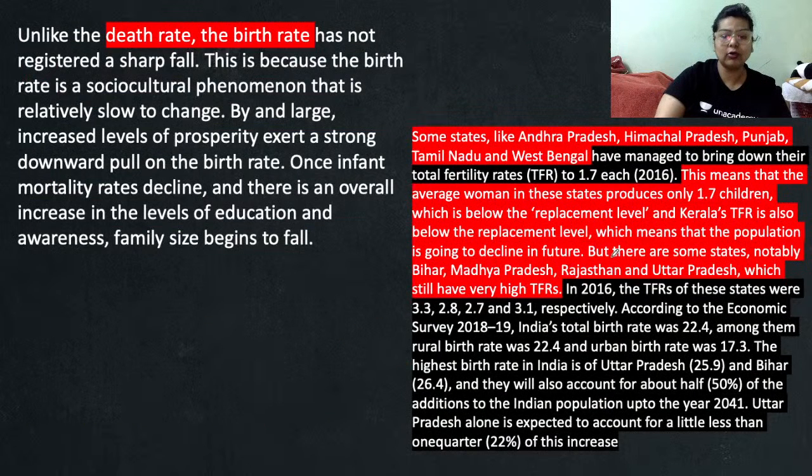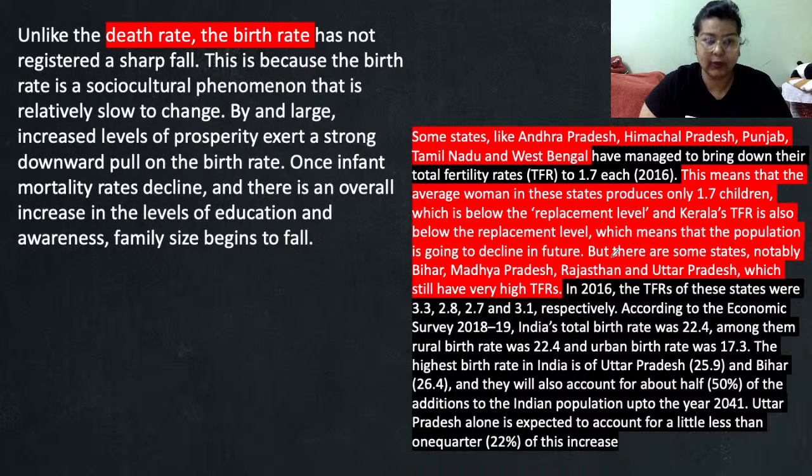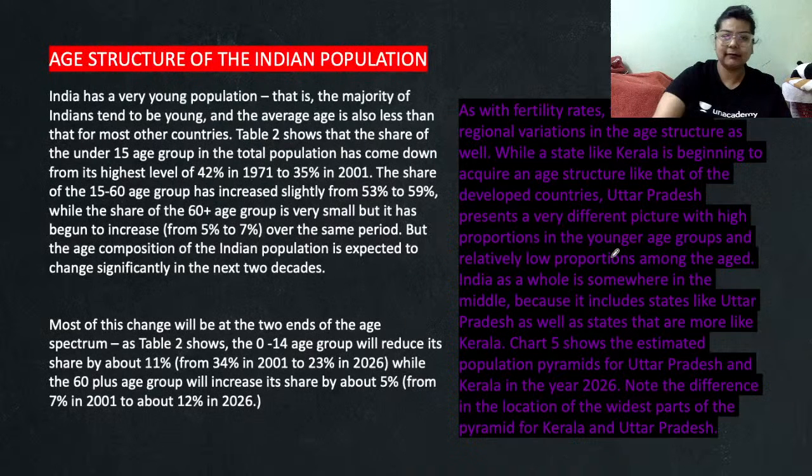All right, unlike the death rate and the birth rate, socio-cultural phenomena are relatively slow to change. So you have to be aware of the family size. You have to be aware of how some states like Andhra Pradesh, Himachal Pradesh, Punjab, Tamil Nadu, West Bengal and others managed to bring down their total fertility rates. This played a major role here. So make sure that you know about it, all right?